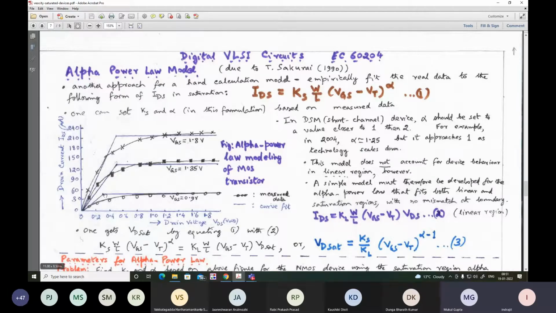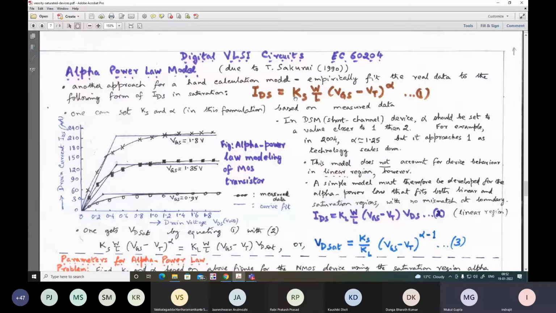Whatever was experimentally found out, or even obtained by SPICE simulation, we try to give a curve fit. For a linear fit, two segments are there, so this is again a sort of piecewise linear model. But Sakurai gave this equation for the saturation region. When the device reaches saturation, the drain to source current is given by this.